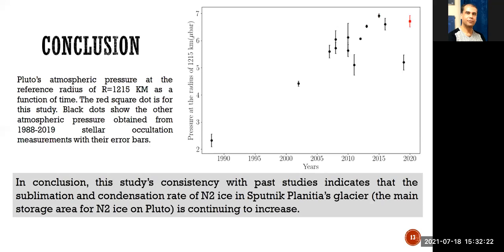Okay, the figure shows the other atmospheric pressures obtained from 1988 to 2019 stellar occultations, and also our result in 2020. You can see it as the red dot. The result of this study is in agreement with the predictions of the 2015 study, and most others, that the nitrogen is still increasing.